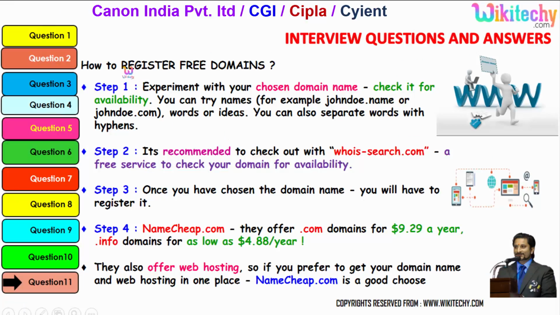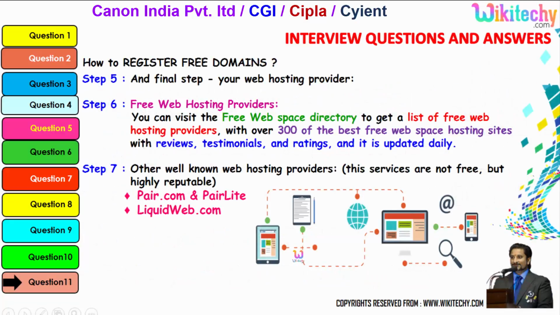So here is the question: how to register the free domains? Experiment with your chosen domain name and check whether it's available. It is recommended to check on this website, who.is. Once you have chosen the domain name, there is namecheap.com and a lot of sites available. You can host it on those websites. And the final step, you have to identify the web hosting providers. There are a lot of free web hosting providers available, like pad.com, Padlight, and liquidweb.com. You can use these sites to register your domain.